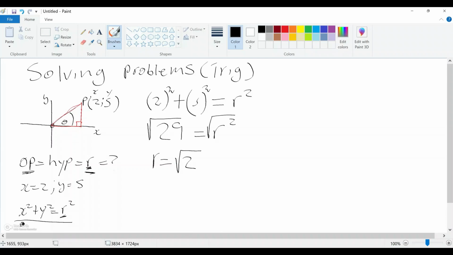When we square root this, our answer is going to be square root 29. So that is our answer if they are asking for OP. This is the same as OP. Remember, OP is the origin to point P. Let me just show you again, from origin to P.